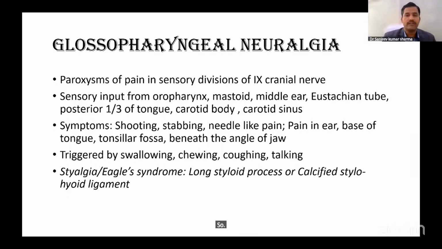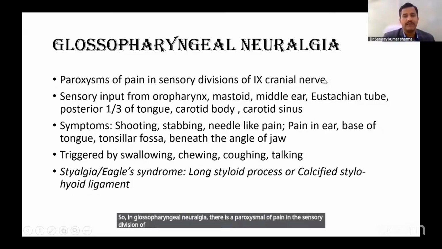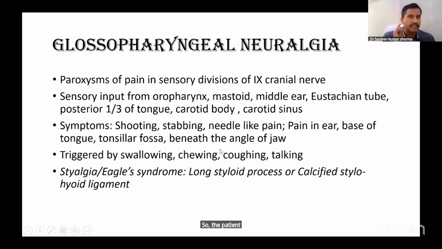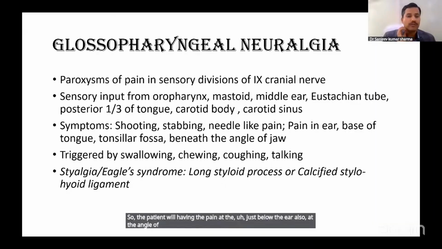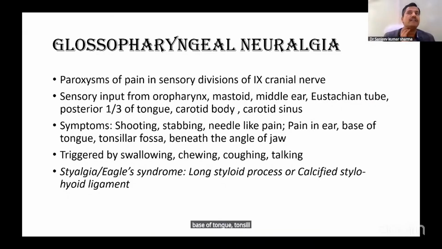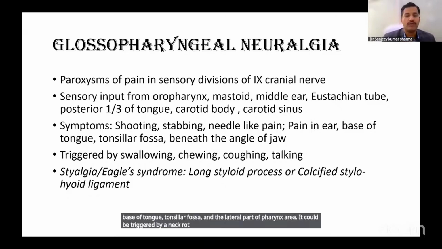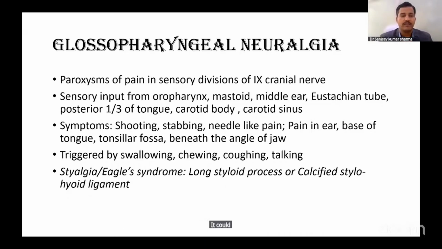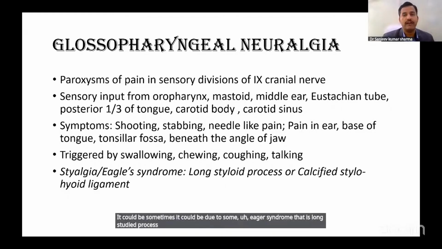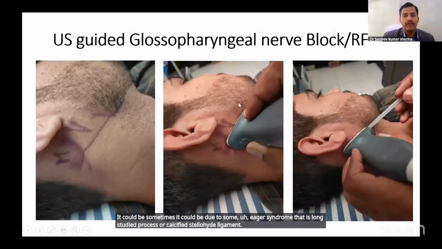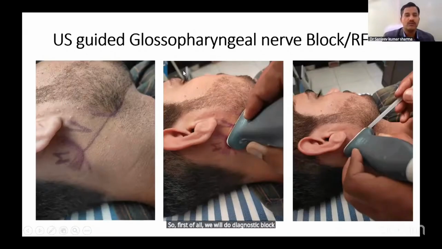So coming to glossopharyngeal neuralgia, this is the last topic. In glossopharyngeal neuralgia, there is paroxysmal pain in the sensory division of the 9th cranial nerve. The patient will have pain just below the ear, at the angle of the jaw, base of tongue, tonsillar fossa, and the lateral part of the pharynx. It could be triggered by neck rotation, swallowing, chewing, and other activities. Sometimes it could be due to Eagle syndrome, that is a long styloid process or calcified stylohyoid ligament. So first of all, we will do a diagnostic blockade with ultrasound guidance.